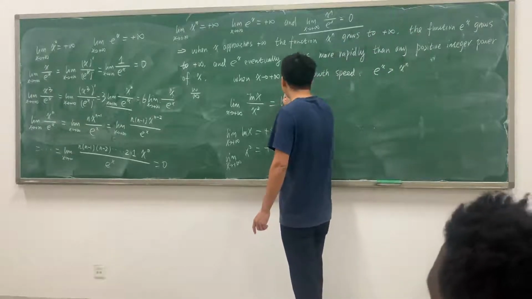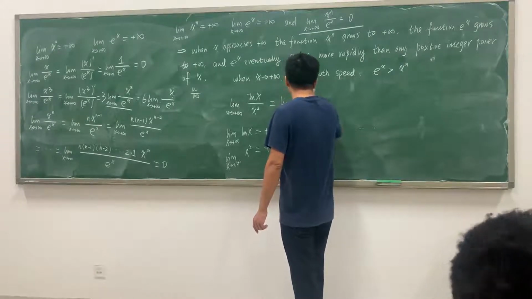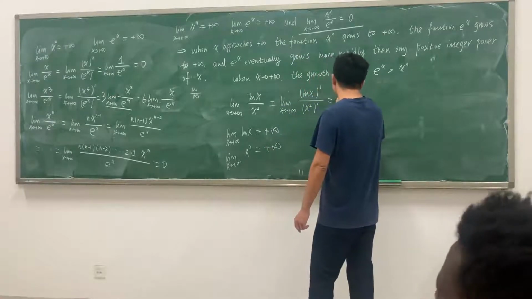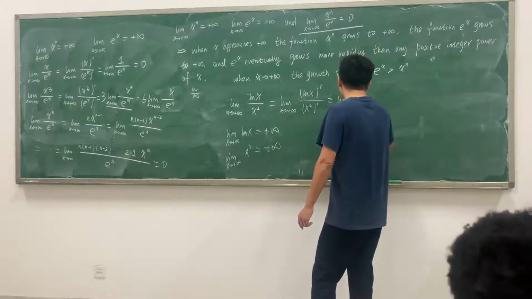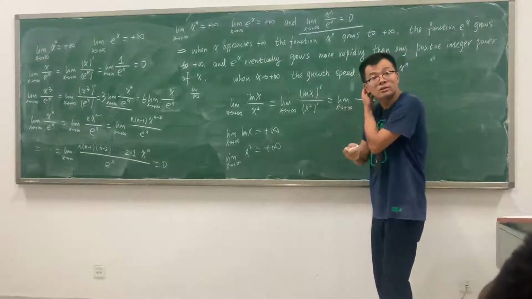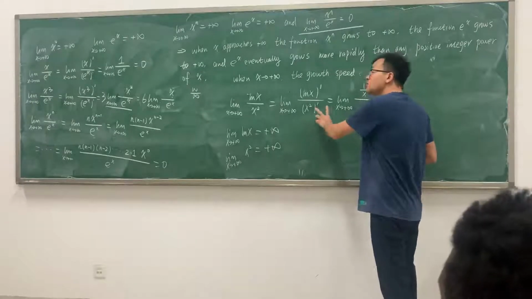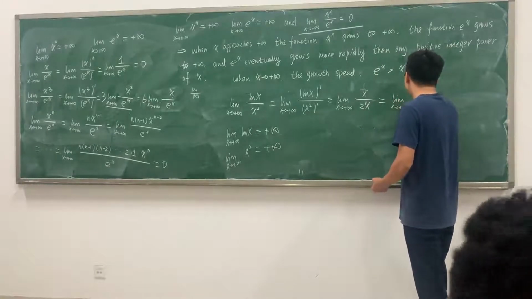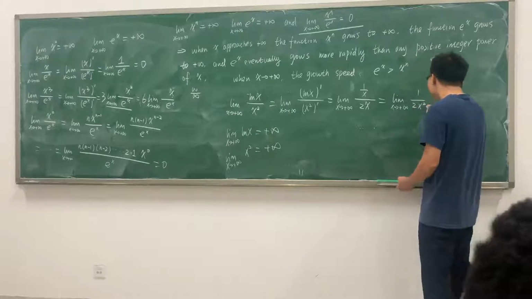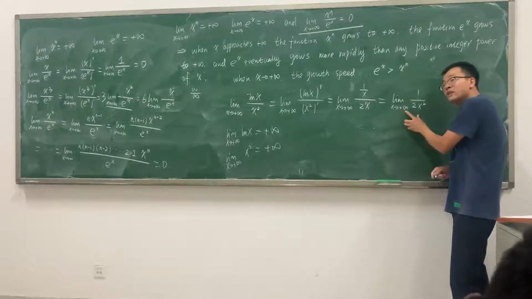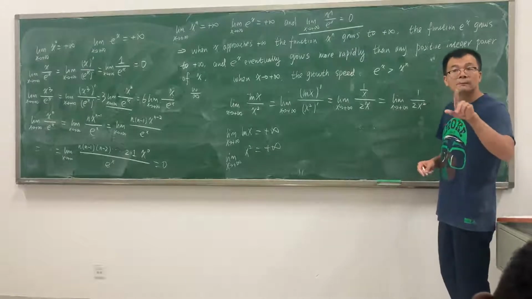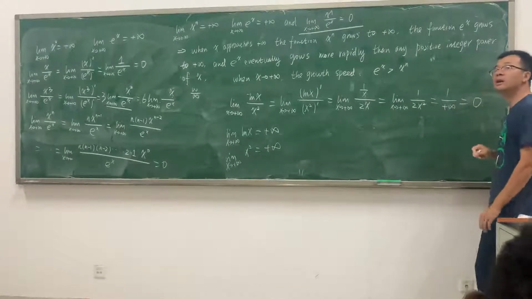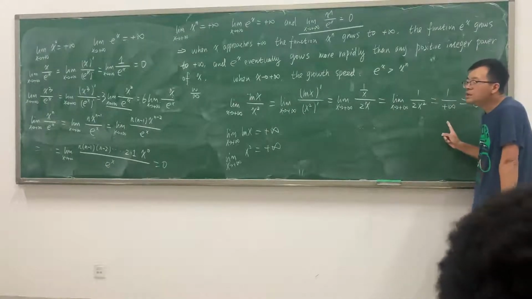So this is equal to the limit as x approaches plus infinity of (ln x)' divided by (x squared)'. The derivative of ln x is 1 over x, and the derivative of x squared is 2x. So the limit is 1 over 2x squared. As x approaches plus infinity, 2x squared approaches plus infinity, so 1 over plus infinity is 0.